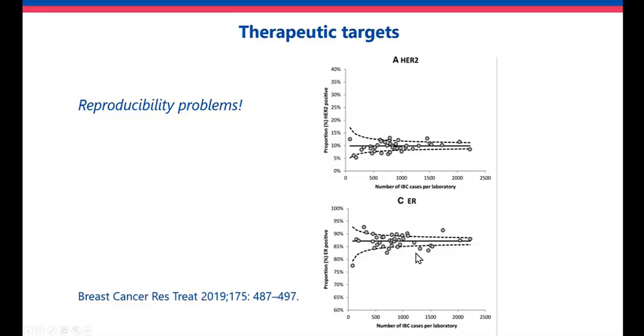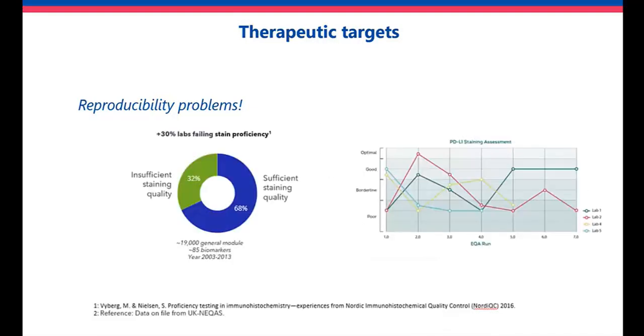For ER, you also see quite some differences, like one lab that didn't do a lot of staining, as you can see here, that had only 77% ER positive cases, and there were a few labs that went over 90%. So this points to systematic differences between labs when it comes to staining of these two antigens, and that, of course, is not acceptable.